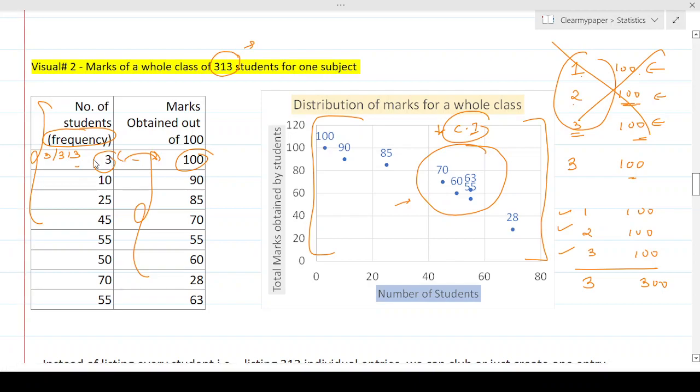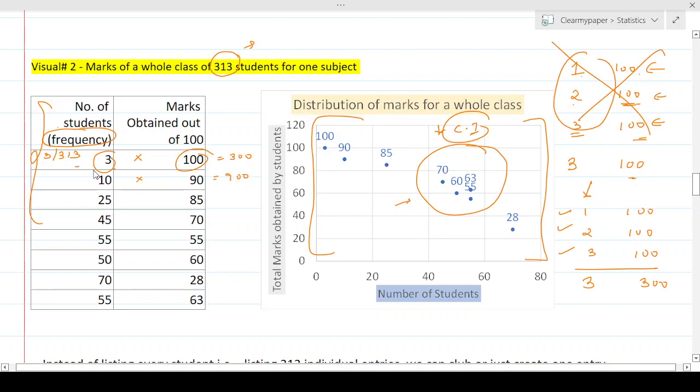Let me rub this. Okay. So see, when the frequency is grouped, like how we have done here, think of this as instead of 1 entry, we have got 3 individual entries, like we have it here. So we have to multiply that. So we have to say 3 into 100 is equal to 300. 10 into 90 is equal to 900.